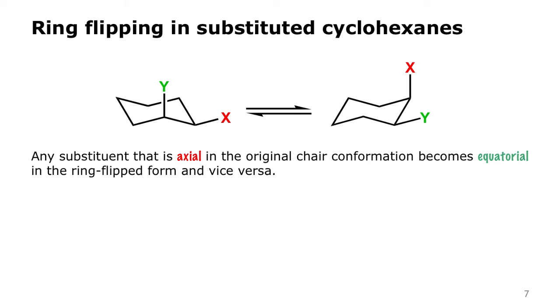And now if we imagine that ring flipping occurs, remember how that happens, the footrest moves upward. That means that other positions on the ring correspondingly move downward. And so these are going to swap positions, and the chair interconversion is going to move this X from the equatorial into the axial position, and the Y is going to flip down into the equatorial position. I encourage you to build a model kit and twist your model kit so you can see this happen.